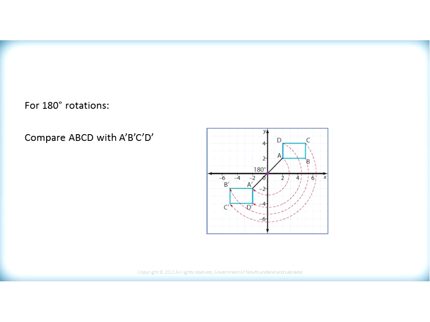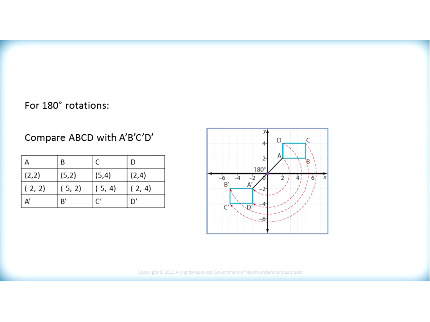Lastly, we're going to look at 180-degree rotation. We're going to compare A, B, C, D with A prime, B prime, C prime, and D prime. We can see our rotation to the right, and when we create our table, our A, B, C, and D values are going to be exactly the same as they have been in the past. But now I have A prime is (-2, -2), B prime is (-5, -2), C prime is (-5, -4), and D prime is (-2, -4).